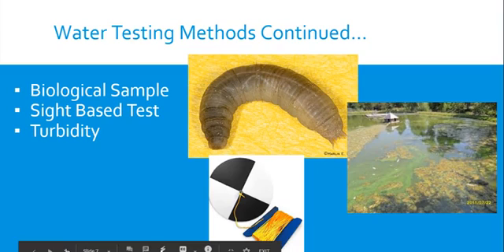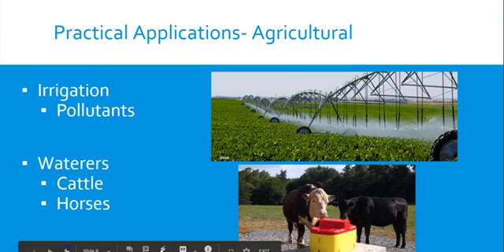We can also do a site-based test where we look at the water and determine water quality. We can look at scents for different pollutants. We can also look at the turbidity, which is the amount that you can see down in the water, to know how many dissolved solids are within the water and how clean it is for different uses, as in water quality or things like that.